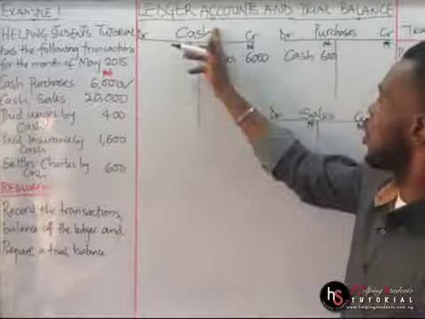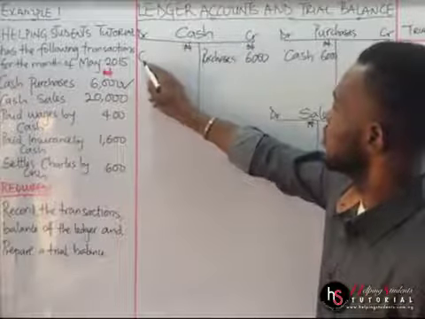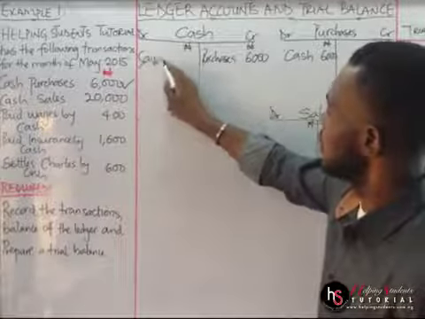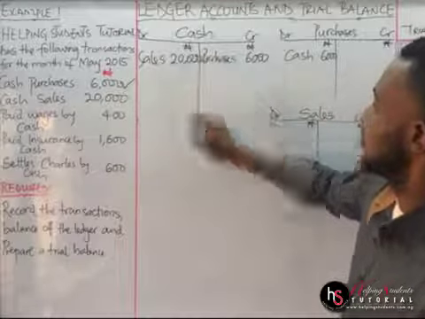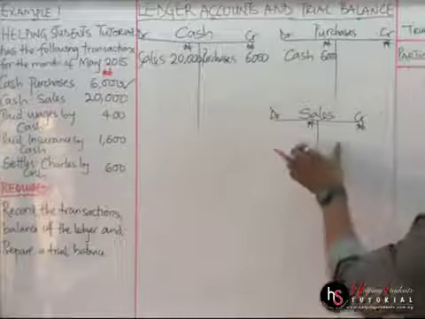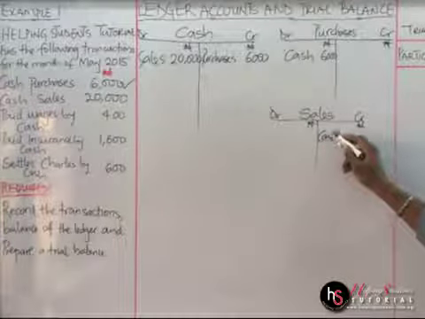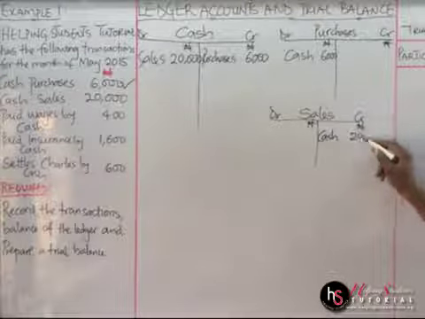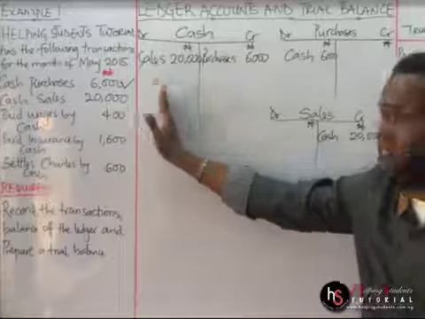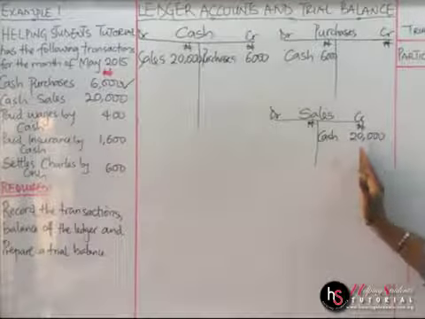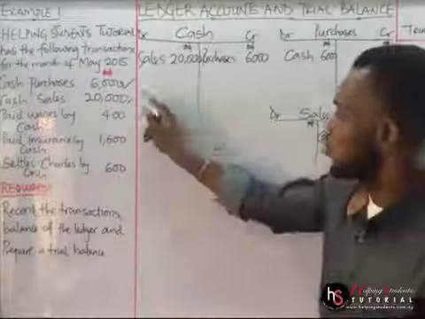So what you do, you come under cash and you record what? Sales. And how much is it? 20,000. Okay? Then under sales, you come over to the credit side and you write cash. And how much is it? 20,000. Take note, this was recorded on the debit side. Coming over to this place, it is recorded on the credit side. Alright? Take good note of that. So that is how to go about it.